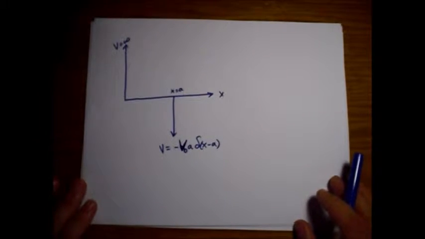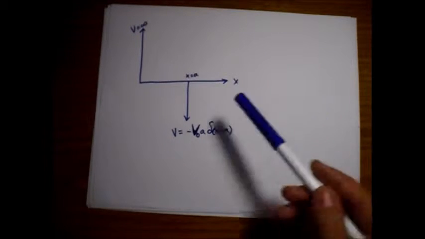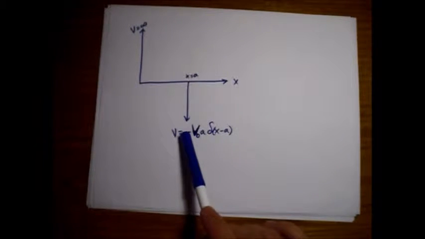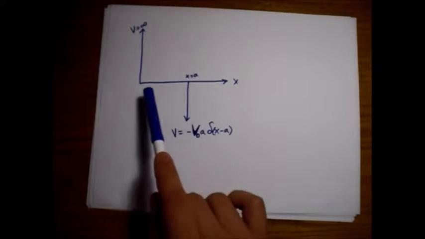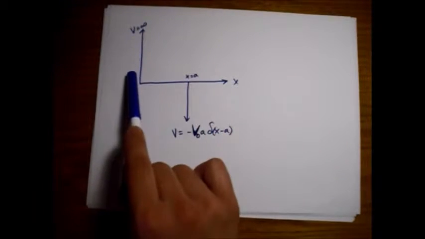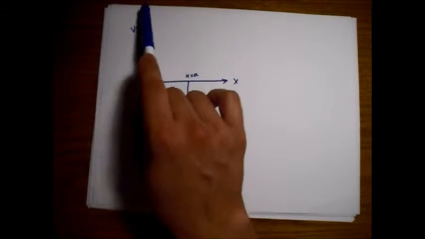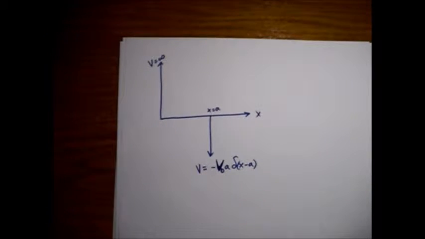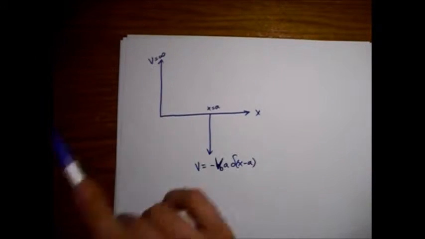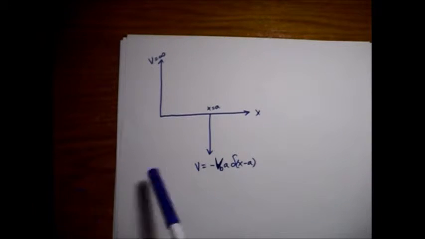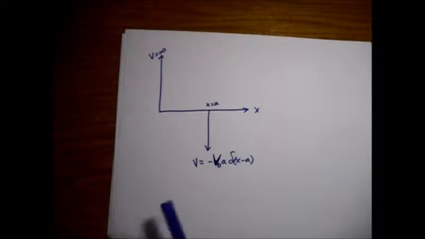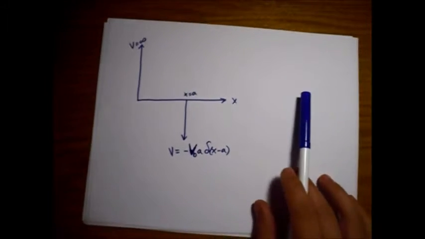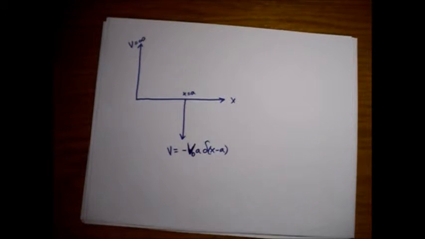Alright, so we're going to look at the case of an attractive delta potential near an infinite wall. So it's like half of an infinite square well, but then we have an attractive potential on this other side, at the point x equals a.